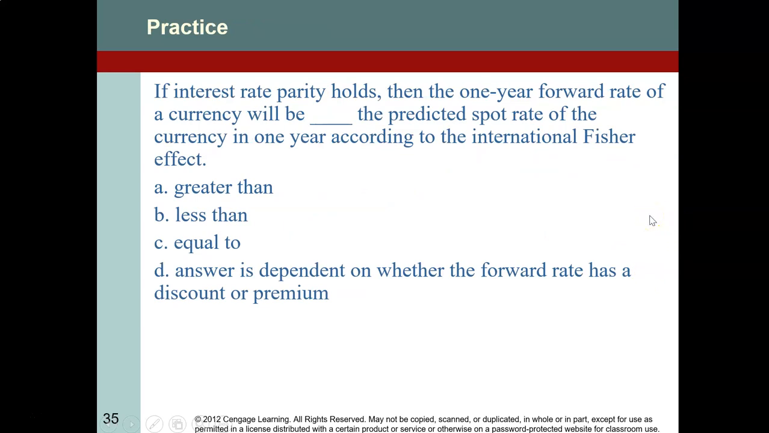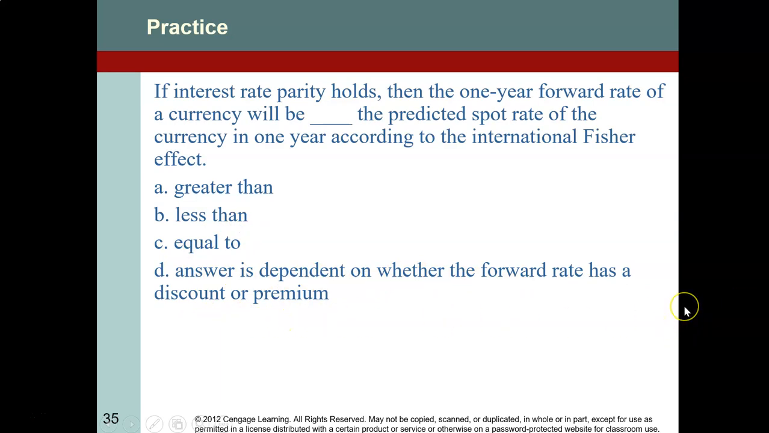Practice. If interest rate parity holds, then the one-year forward rate of a currency will be the predicted spot rate of the currency in 1 year, according to the International Fisher Effect. A, greater than; B, less than; C, equal to; or D, the answer is dependent on whether the forward rate has a discount or premium.